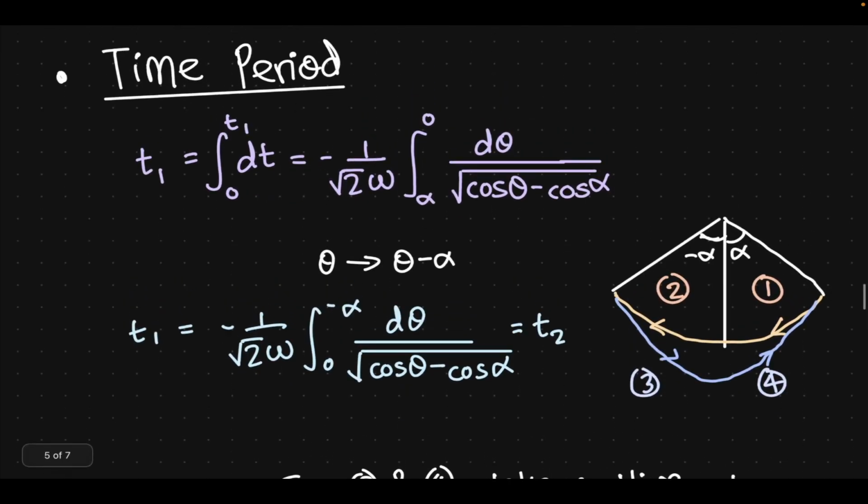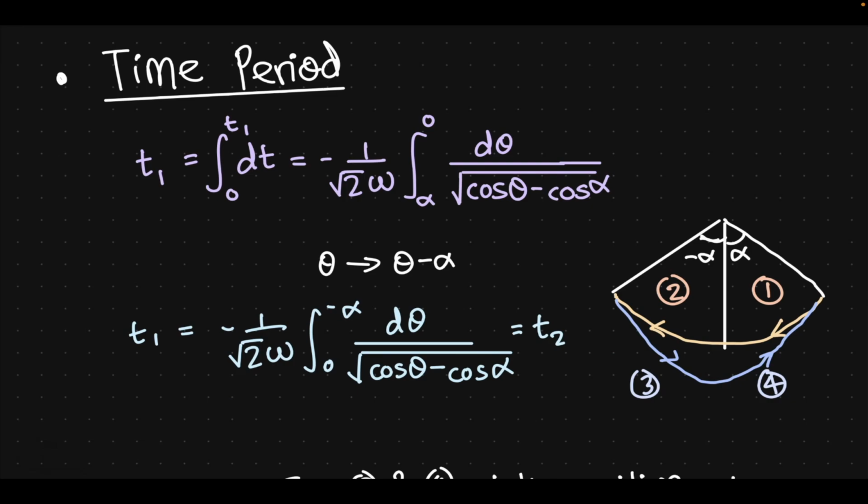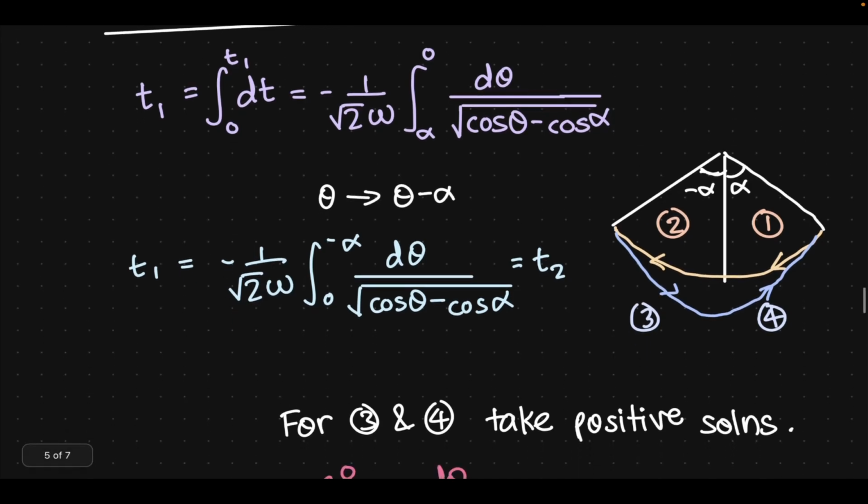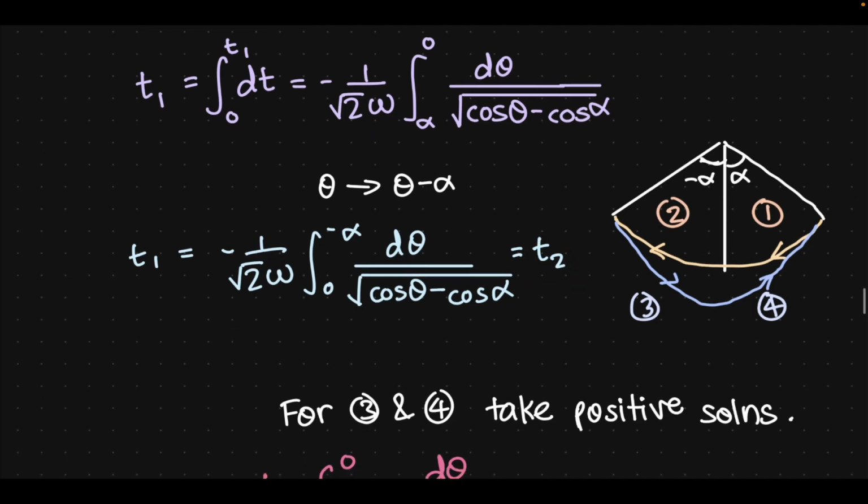So t1 is negative 1 over square root 2 omega times the integral from alpha to 0 of d theta over the square root of cosine theta minus cosine alpha. If we change theta to theta minus alpha, we get the bounds 0 to minus alpha, and everything else is basically the same, which is basically t2. So t1 equals t2. Nice, that's good to know.